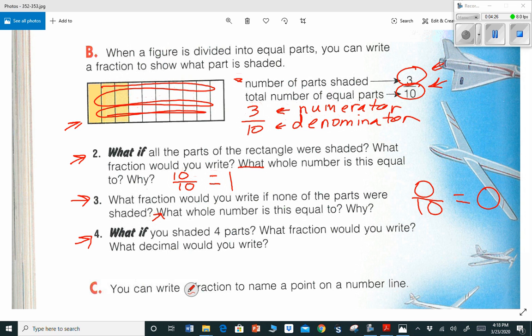Question number 4 asks, what if you shaded 4 parts? What fraction would you write? That would be 4 out of 10. And they'd like to make a connection here between fractions and decimals. If you just read this fraction, it says 4/10. If we were doing a decimal lesson and I said write 4/10, you would write 0.4. You've got the 4 in the tenths place. So those two things are equal, 4/10, or the decimal, 4/10.